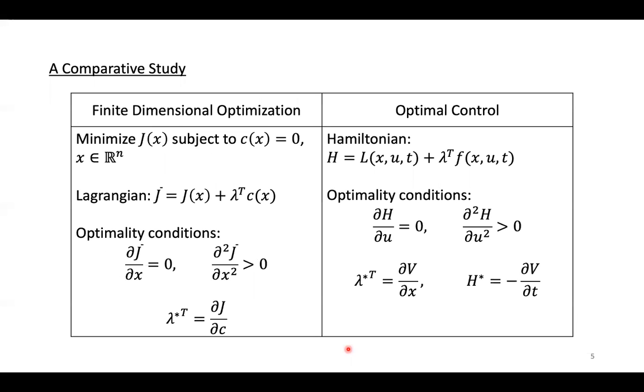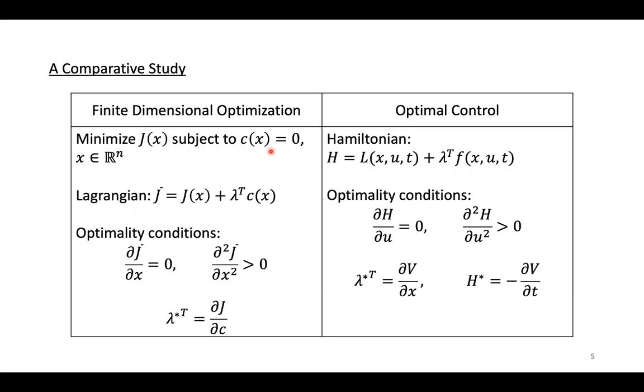I hope you have already seen standard finite dimensional optimization. If you haven't, there is still a small introduction in this slide, but I don't know if it does it justice, so bear with me. In finite dimensional optimization, you are trying to minimize a cost J, which is a function of x, where x is just an n-dimensional vector. You want to minimize this cost subject to some equality constraint, c of x equal to 0.